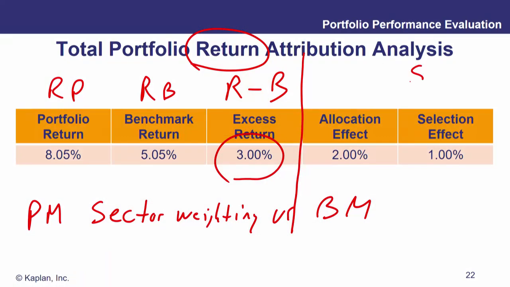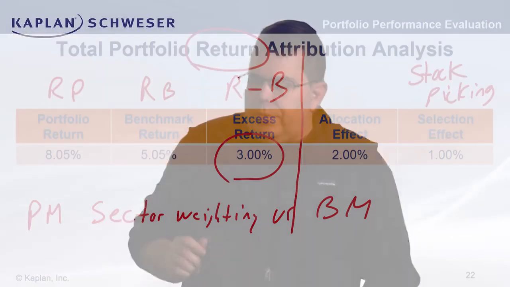Then we have a selection effect. So what is a selection effect? It's just stock picking. You picked better stocks than were in the benchmark, a better combination.